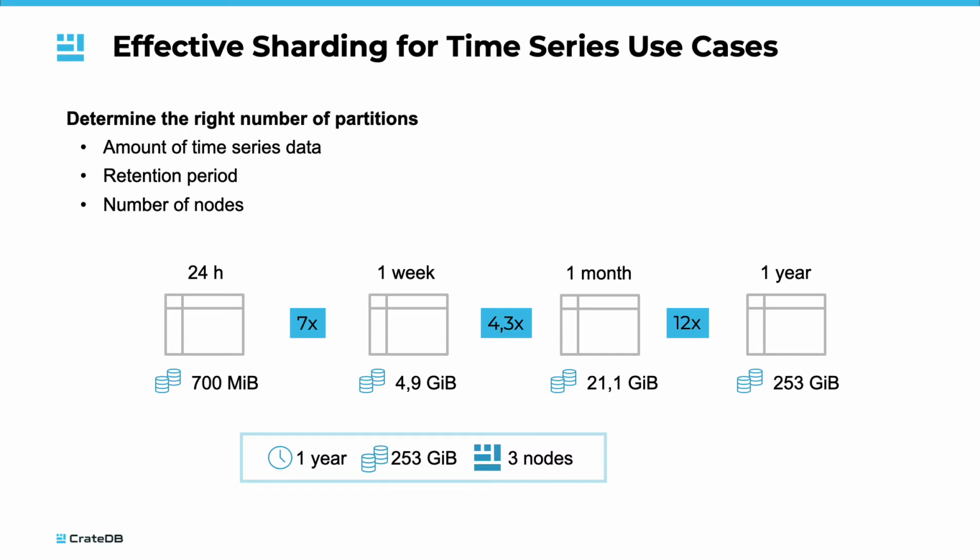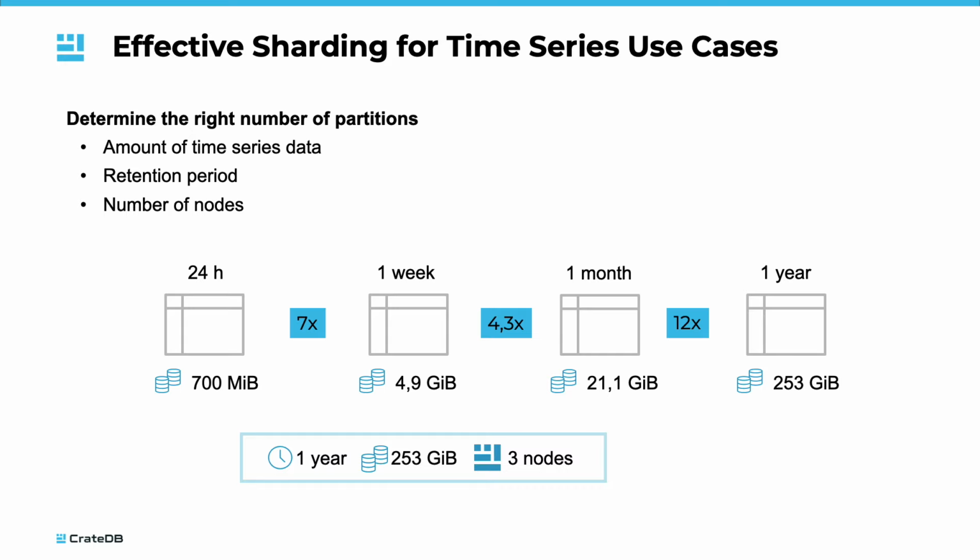2. The retention period. That means the period of time you need to keep the data affects the number of partitions. For longer retention periods, you may need more partitions to keep the dataset manageable. 3. The size of your CrateDB cluster. That means the number of nodes influences your partitioning strategy. More nodes can handle a larger number of partitions, distributing the load and allowing for parallel processing. However, too many partitions across too few nodes can lead to excessive overhead.